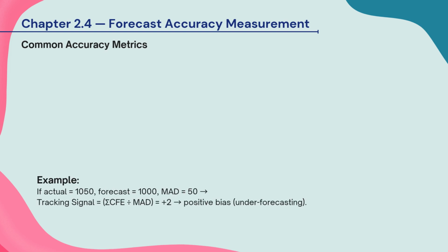Forecast accuracy can be measured using metrics like MAD, MAP, and bias. MAD shows the average absolute difference between actual and forecasted demand. MAP expresses forecast error as a percentage, making it easy to compare across products. Bias tracking signal highlights consistent over- or under-forecasting, helping refine future forecasts.